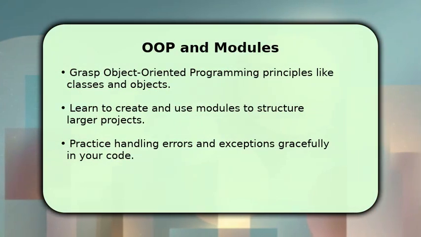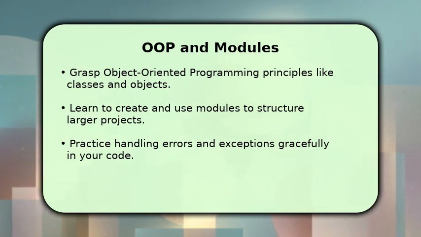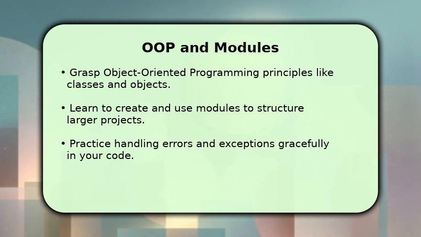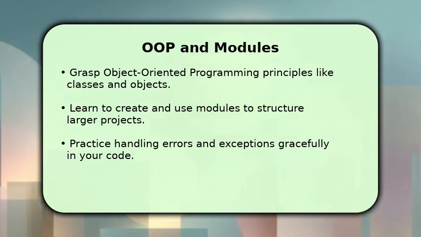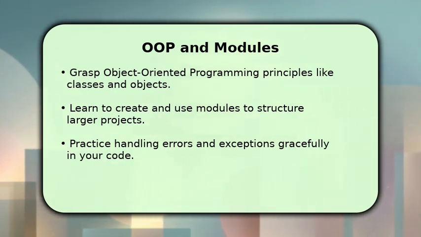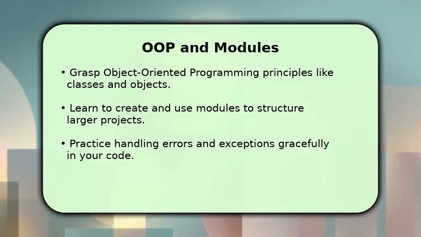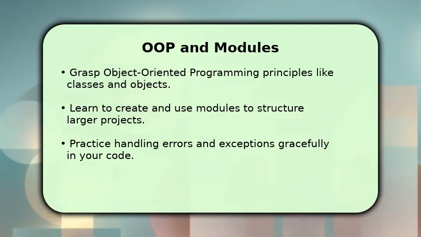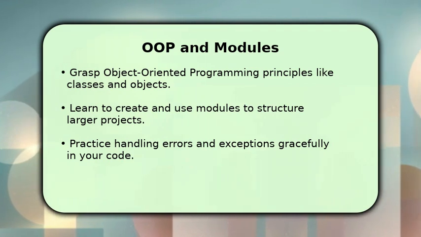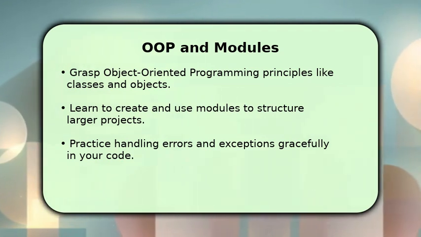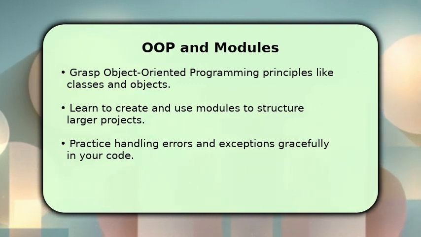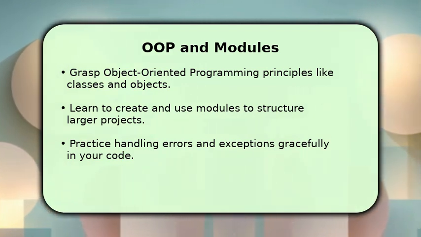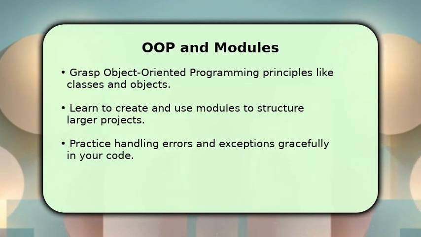Next, we'll delve into object-oriented programming, or OOP. This powerful paradigm involves understanding classes and objects, which help model real-world entities in your code. You'll also learn about modules, which are essential for organizing larger projects and reusing code across different files. Error handling, using try-except blocks, is another critical skill to ensure your programs are robust. Plan to spend about 5 to 6 hours on these advanced topics.